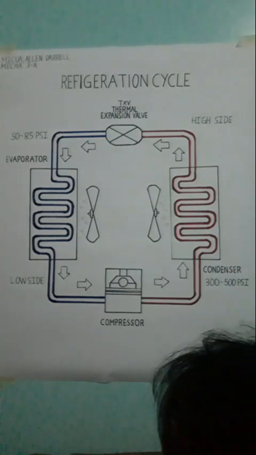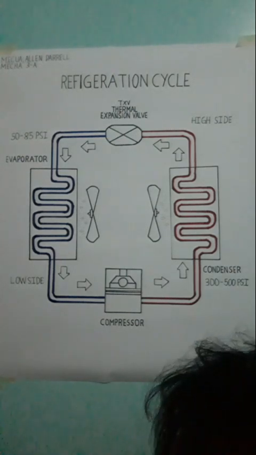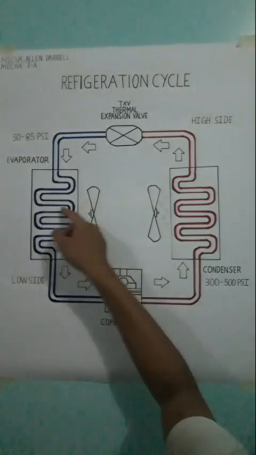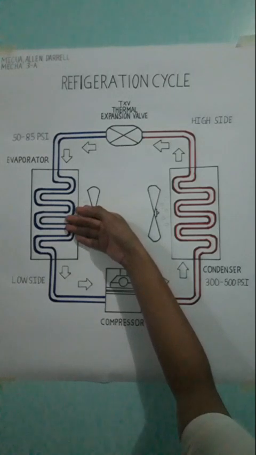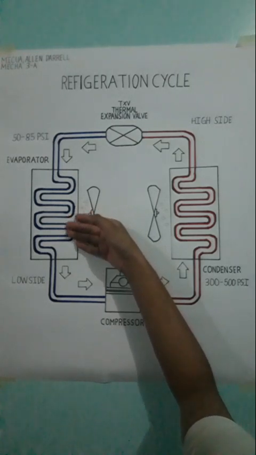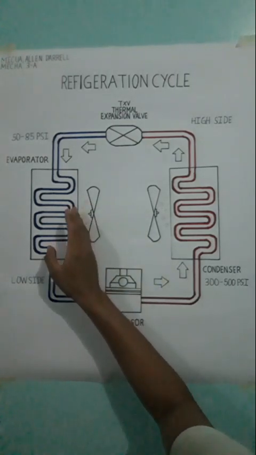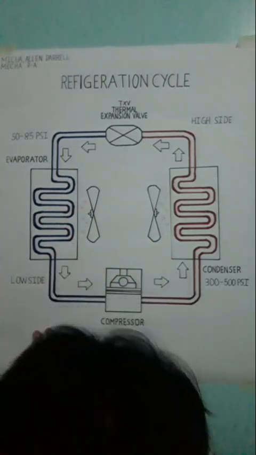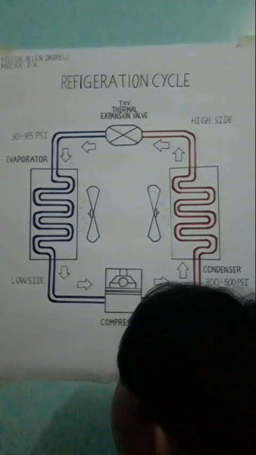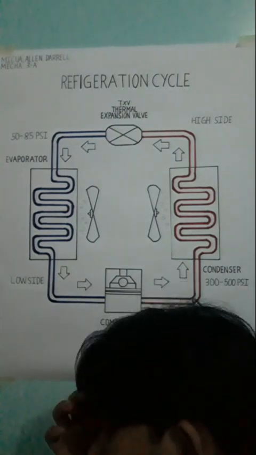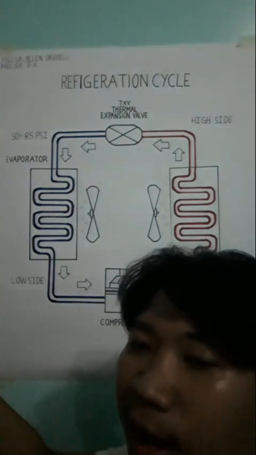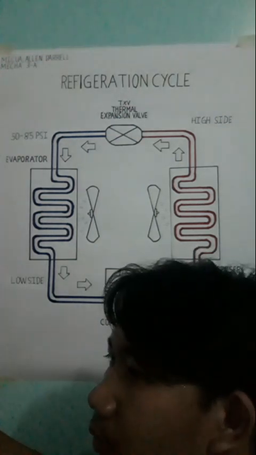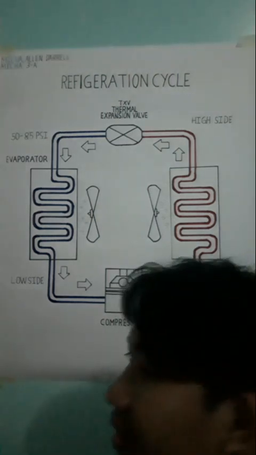As the liquid refrigerant enters the evaporator, it evaporates into a low pressure gas. This phase change absorbs heat from the surrounding air or substance, cooling it down. So, it's like sucking the heat and the moisture out of the air in the room to make it colder.